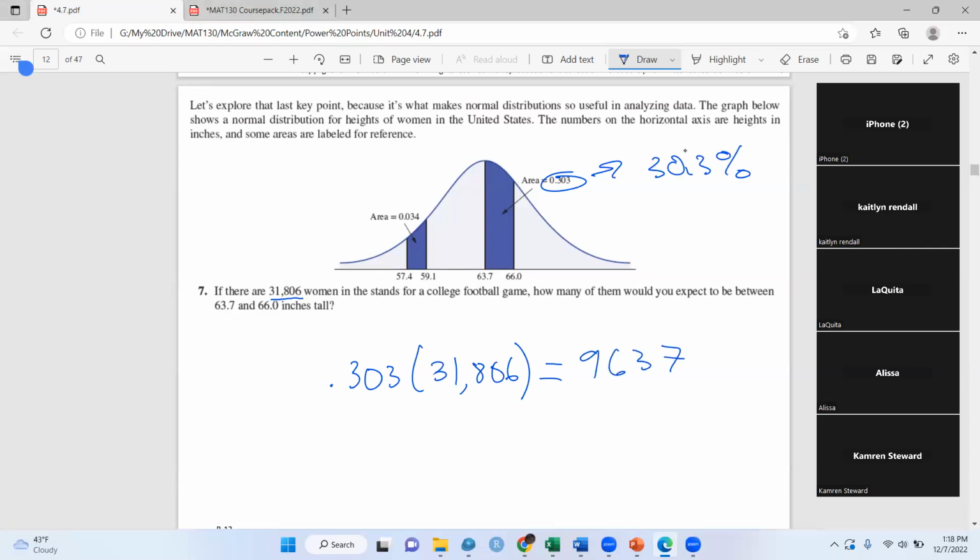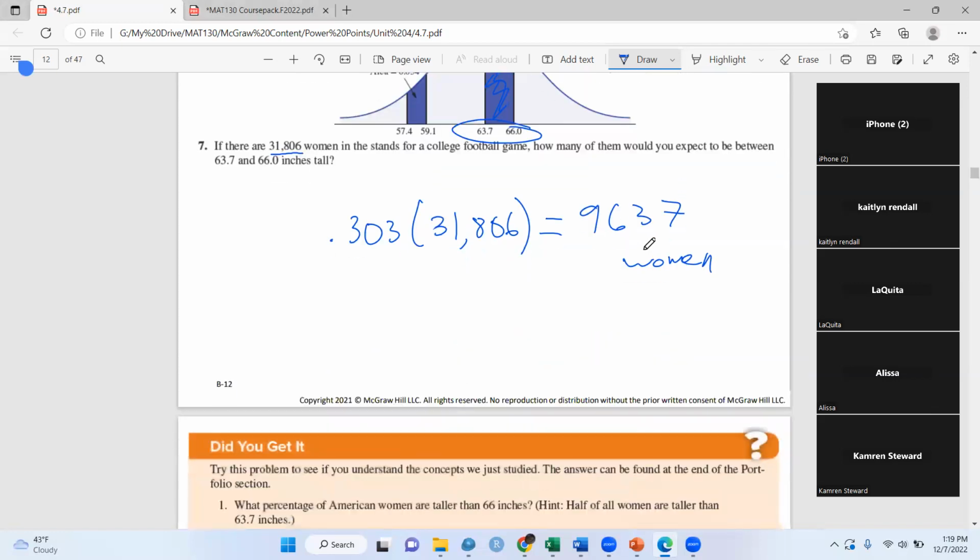Cool. Does that make sense, y'all? So the key connection here that you need to make is that this area under the curve represents the percentage of the population that has the given characteristic, whatever that characteristic may be.